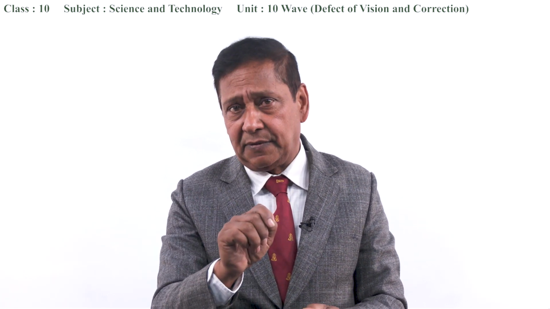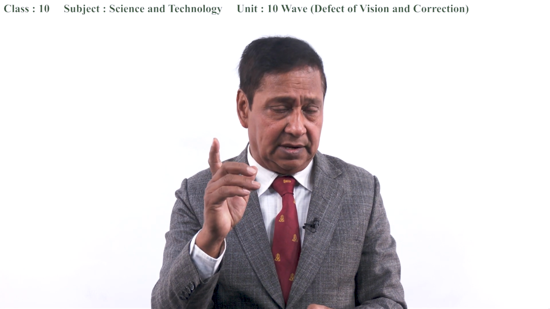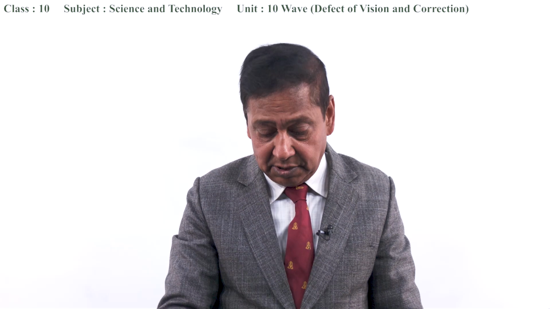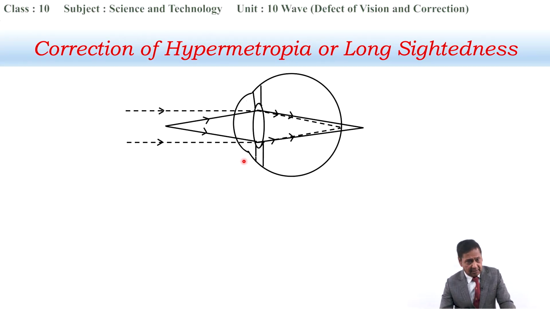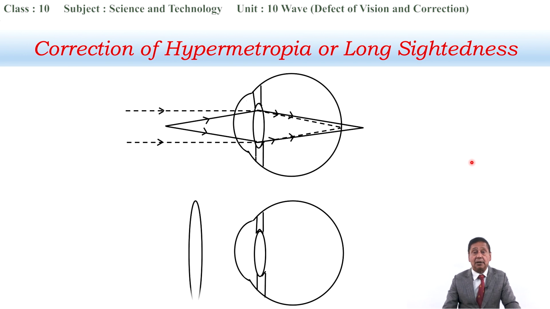This is the eye defect in which distant objects can be seen, but near objects cannot. Now how to correct it, how to make near objects clear also? Look at this. This is the defect. The distant object is focused on the retina, but the near object is focused behind the retina. Now how to solve this problem, how to remove this defect? Now I want to show it with an animated diagram. This is a convex lens. We use a convex lens in the spectacle to correct this defect.